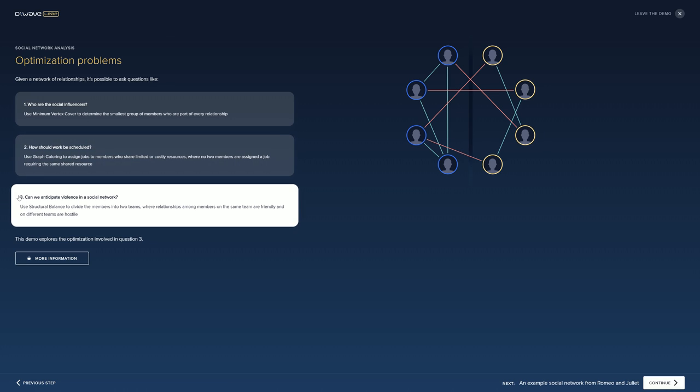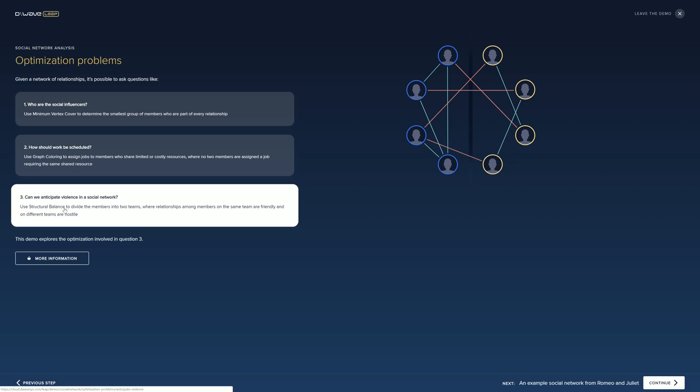Okay, 3. Can we anticipate violence in a social network? No, we don't want violence, right? So let's determine it. Find us those who may do it and then eliminate those kinds of actions. And maybe take further actions on some of them, yeah.